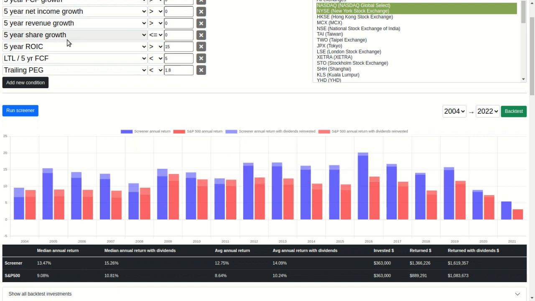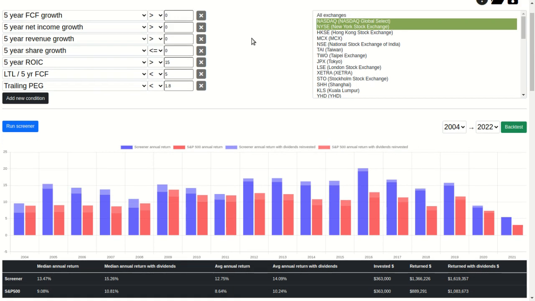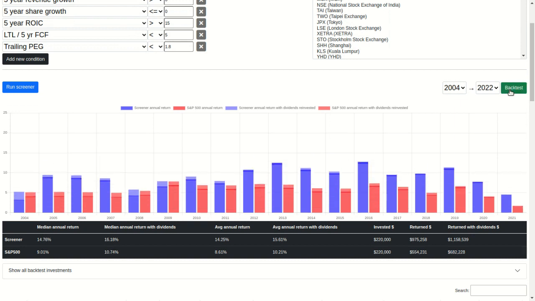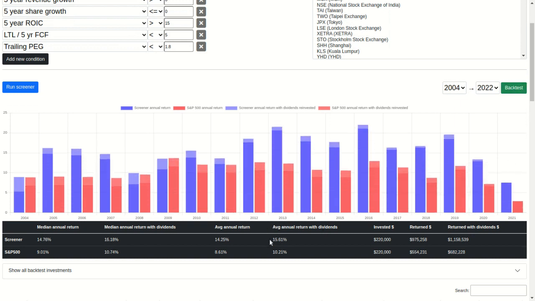Next up, I want to actually increase these growth numbers. So it's nice that the company is growing, but it is better if it is growing a little bit faster. So I'm going to use here 8% annualized growth for all three of them. So both for the revenue, the net income, and the free cash flow. And let's do a quick check now. As you can see, now we are up to 15.6% average return and 16.1% median annualized return. So this is already very good. We are nearly beating the S&P 500 with 50%.